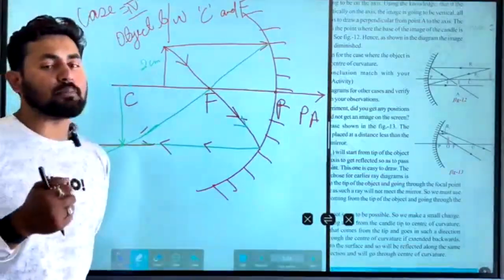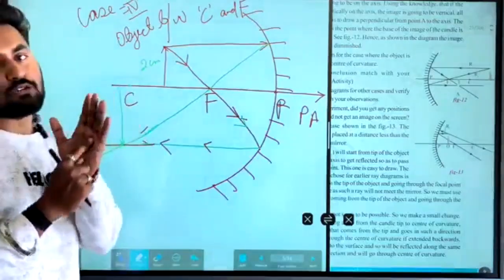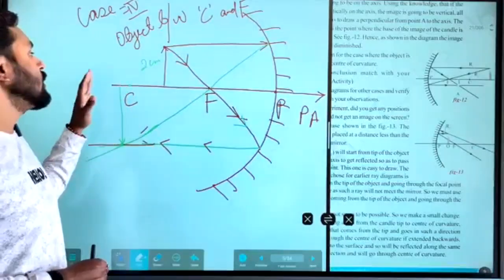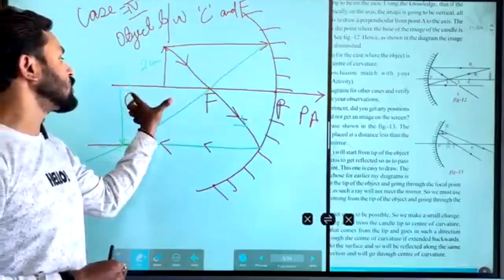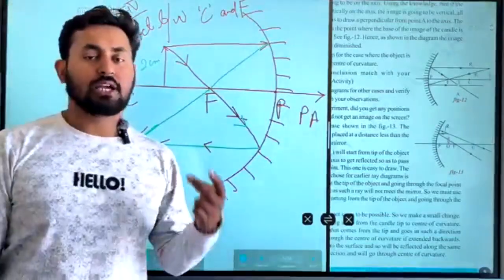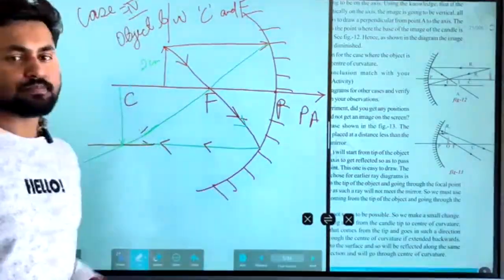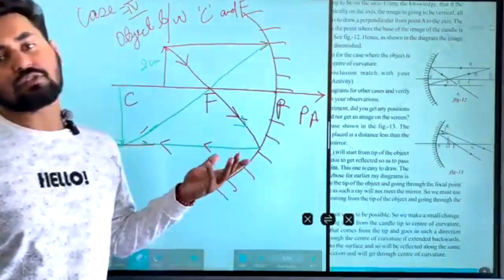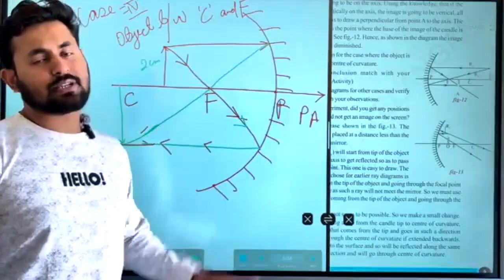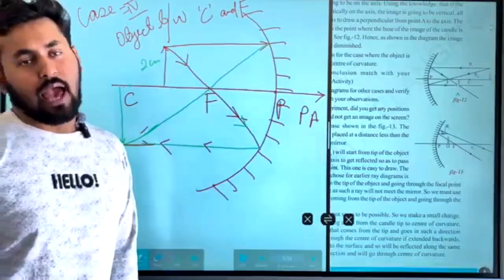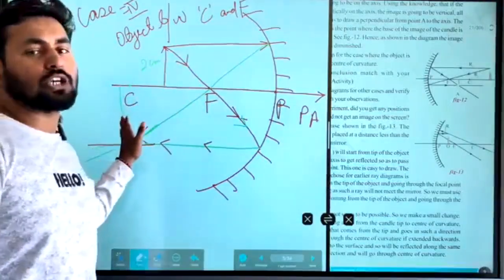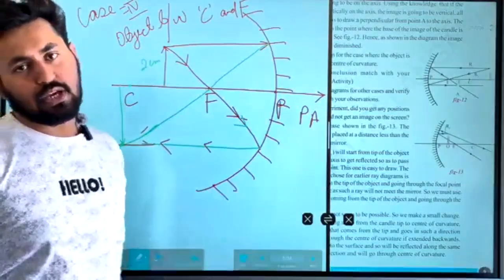Now, the characteristics of the image that I have: first I told you where the image formation is taking place. Image formation is taking place beyond C when the object is placed between center of curvature and focus. Now the nature of the image, it is real and inverted. Now size of the image, it is a bit larger than the object size. And fourth one, the object and the image are on the same side of a mirror.